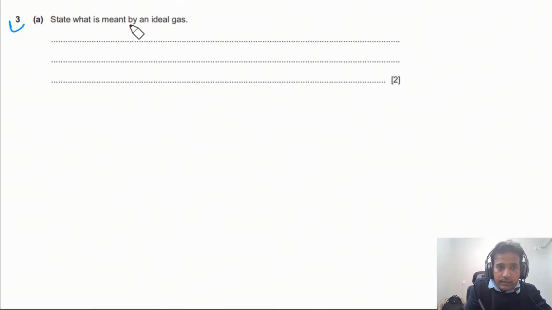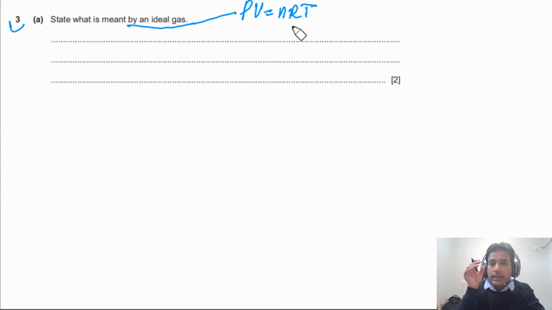Third question, part A says, what is meant by an ideal gas? A gas that obeys PV is equal to nRT, that gas is an ideal gas. And this gas has to obey this equation at all values of P, V and T. But T is a special temperature. This is not temperature in degrees Celsius. This is thermodynamic temperature, meaning temperature must be in Kelvin. Then this equation is valid. Otherwise, this is not valid.